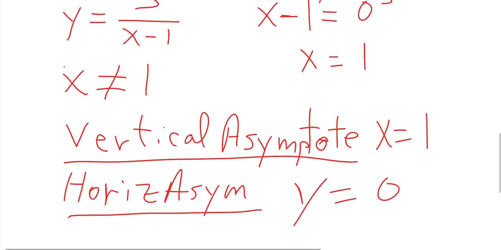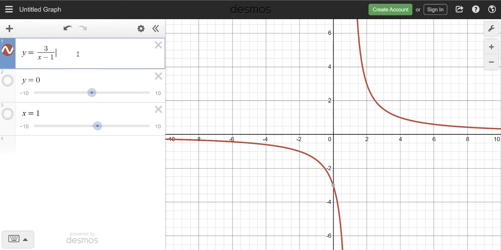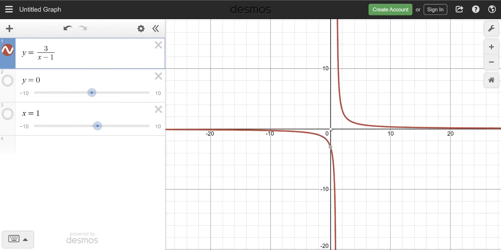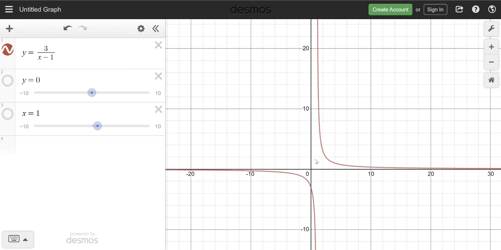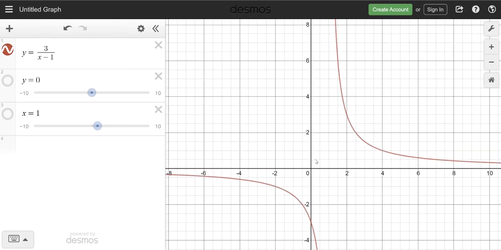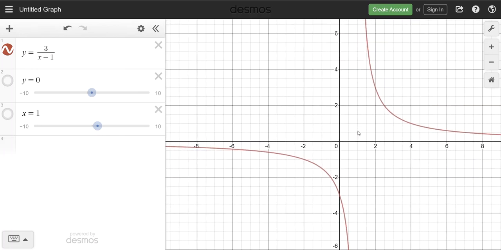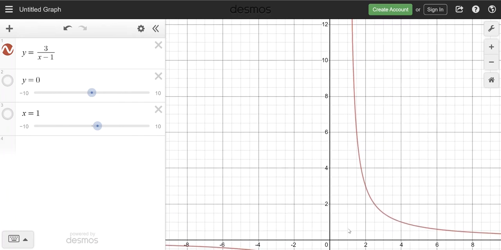Let's jump over to our Desmos graphing calculator and have a look at this and see if it makes sense. So I've entered the function here, y equals 3 over x minus 1. Can you see from the graph the line that the red graph is approaching? What line is the red graph approaching vertically? Okay, what is our vertical asymptote? I've already told you, but take a look at this. Can you see that it is approaching 1? Let's go ahead and throw that in here.